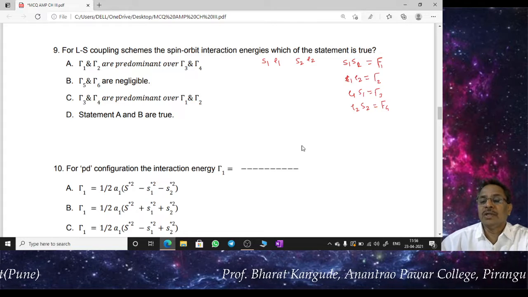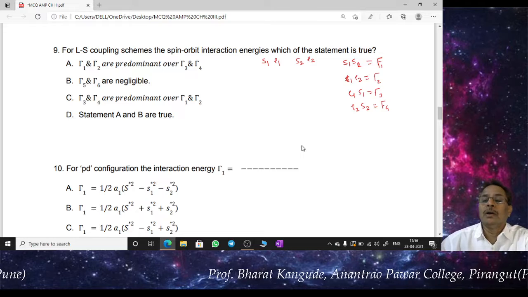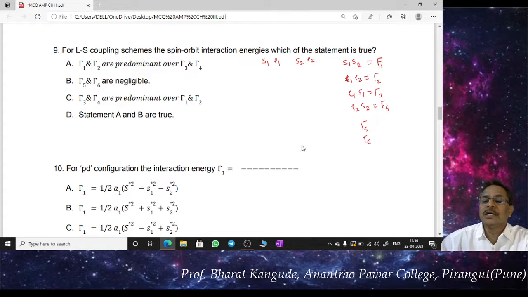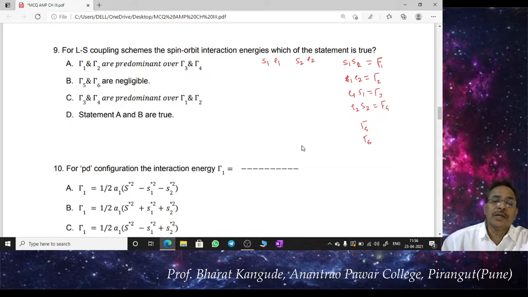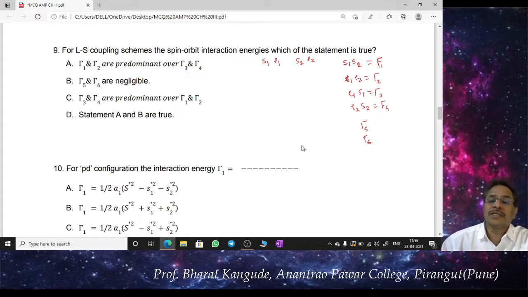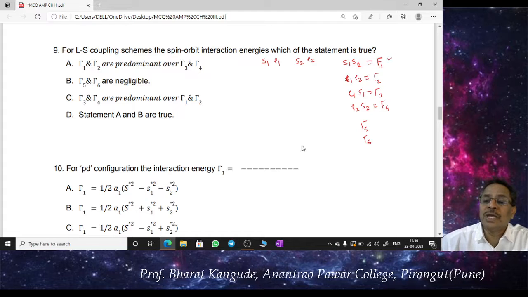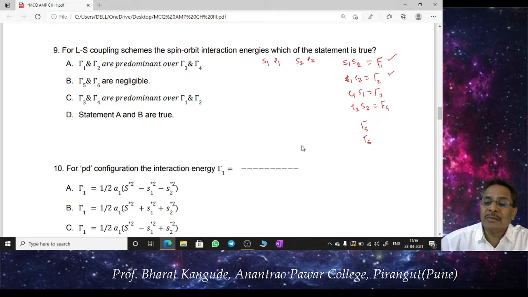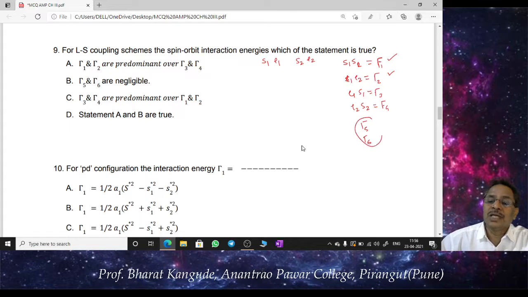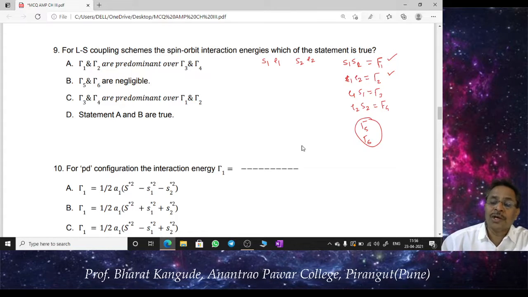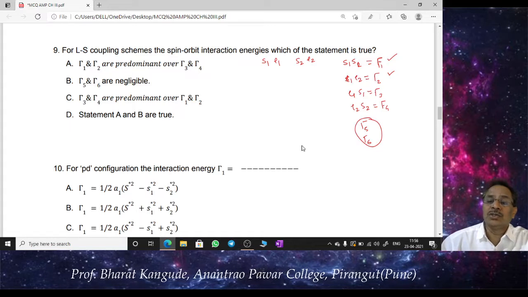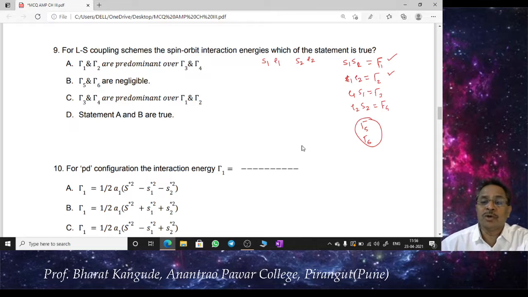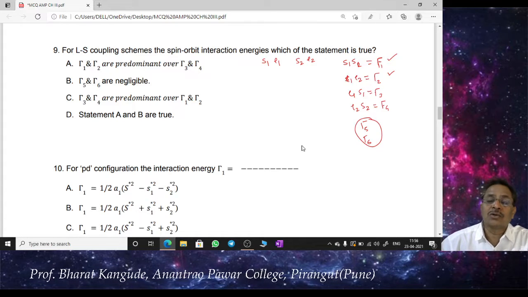Since L1 S1 and L2 S2 have been taken, the remaining ones are gamma 5 and gamma 6. So in all, 6 such types of interaction energies are possible. Out of these, gamma 1 and gamma 2 are dominant in LS coupling over gamma 3 and gamma 4, and as gamma 5 and gamma 6 are very small or negligible, they are directly discarded. This is the concept where LS coupling is applied for spin orbit interaction for a two valence electron system.